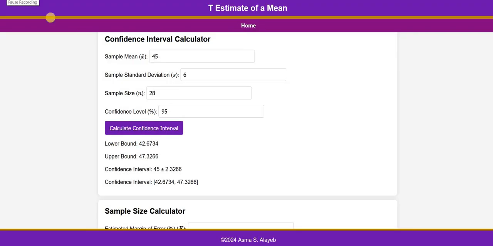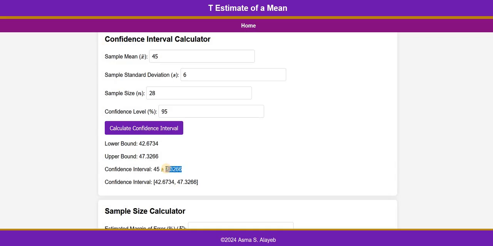So I found that the sample size is 28. So we plugged in the numbers and calculated the confidence interval. The mean is 45, the standard deviation is 6. The sample size is 28 and the confidence level is 95, calculated. As you can see, we have the lower bound of the confidence interval, the upper bound of the confidence interval. And we have it in this notation as well, which is the point estimate, that is the sample mean, plus or minus the margin of error.